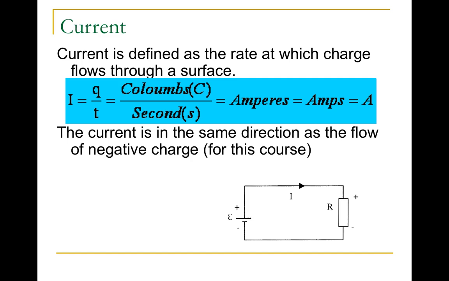Okay, so here again, the current is the same direction as the flow of negative charges for this course. The other thing to remember that helps is that the I, current, stands for the intensity, because again, you will be asked about the brightness of things. That has to do with the current.